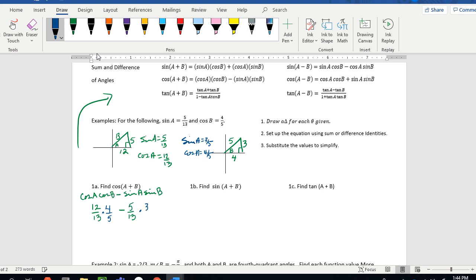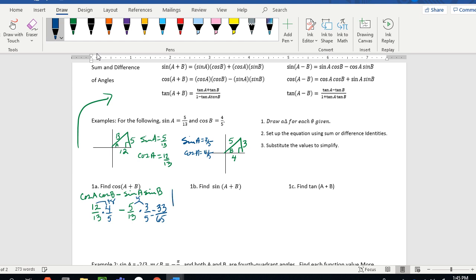Sine is 3 over 5. Okay, if I add these together, notice that the denominator is going to be 65. This one's going to be 48. This one's going to be 15. So 48 minus 15, 33. And that is right.